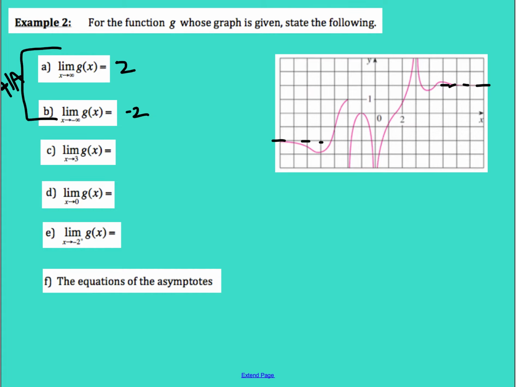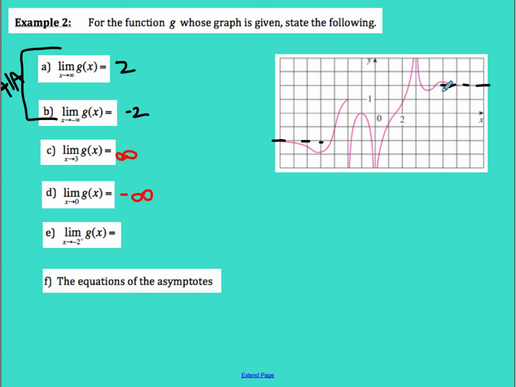Let's continue on. Now we have the limit as x approaches 3. So I'm going where x is 3, right here, and I look at my limit. From my left and my right, they are both going up. So this is going to infinity. Let's look at my next one, the limit as x approaches 0. So here's where x is 0. If I follow the curves from the left and the right, they're both going down. So this would be negative infinity.